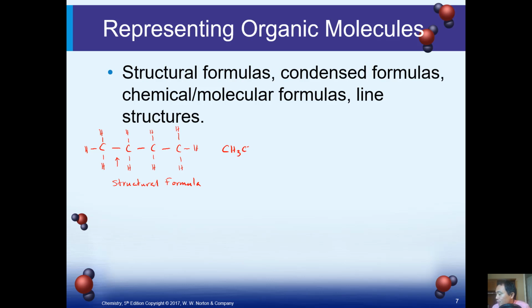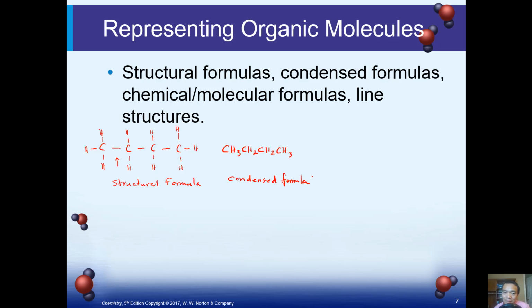CH3, CH2, CH2, and CH3. So if you group the hydrogens on each carbon, we call this a condensed formula, or some textbooks might call that a condensed structural formula. I'm going to just call this condensed formula.